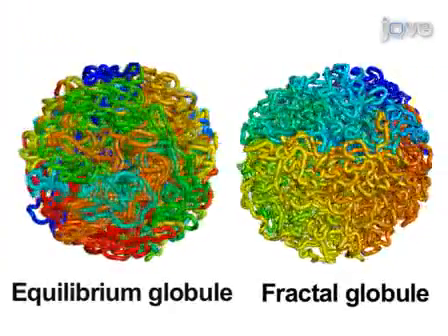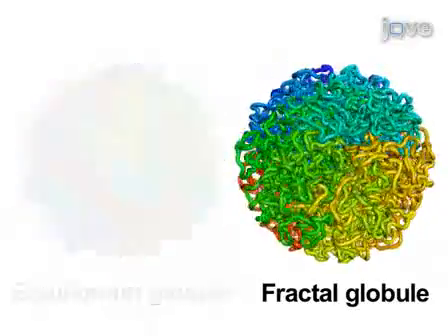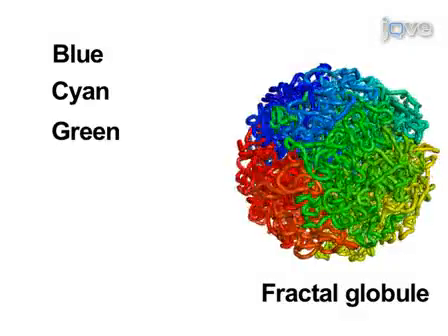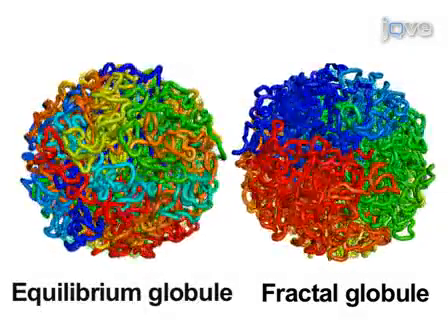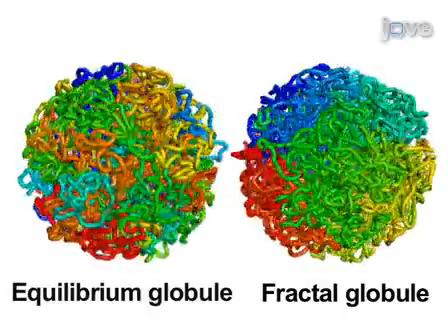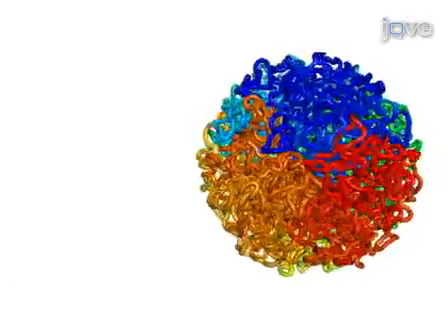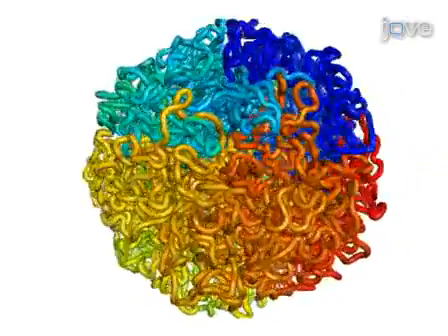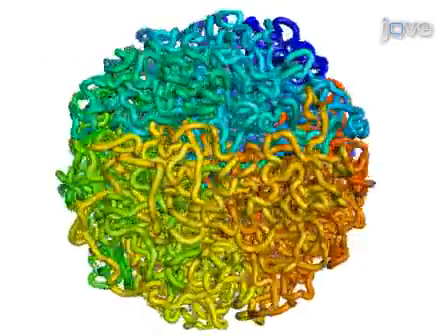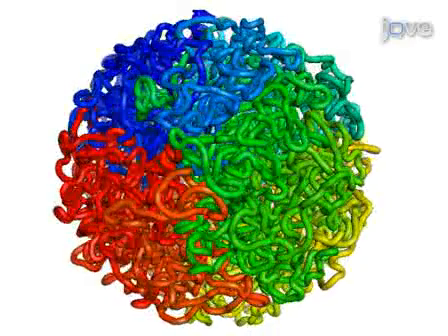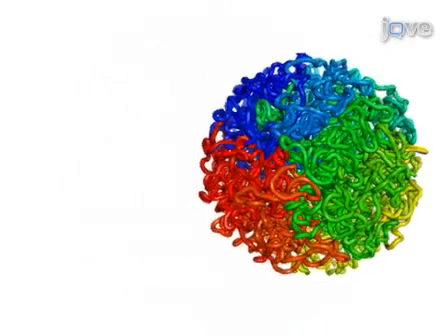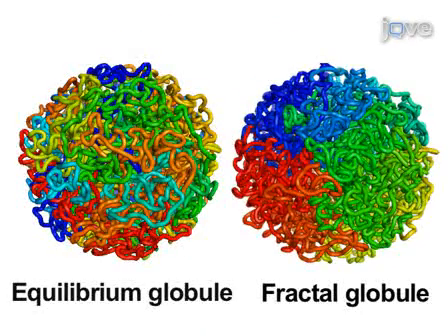Coloration corresponds to distance from one endpoint, ranging from blue to cyan, green, yellow, orange, and red. Unlike equilibrium globules, fractal globules lack entanglements. In a fractal globule, loci that are nearby along the contour tend to be nearby in 3D, leading to the presence of monochromatic blocks. Such blocks are not found in the equilibrium globule.